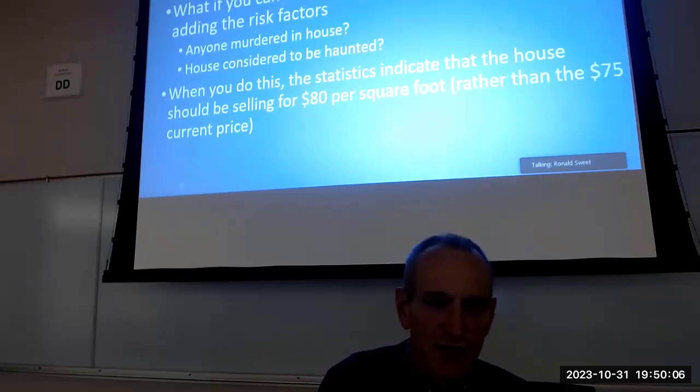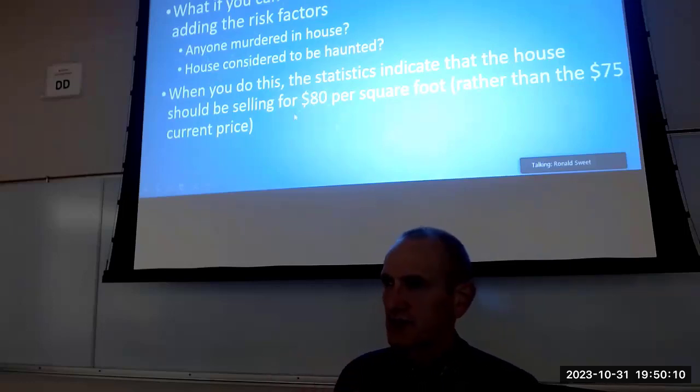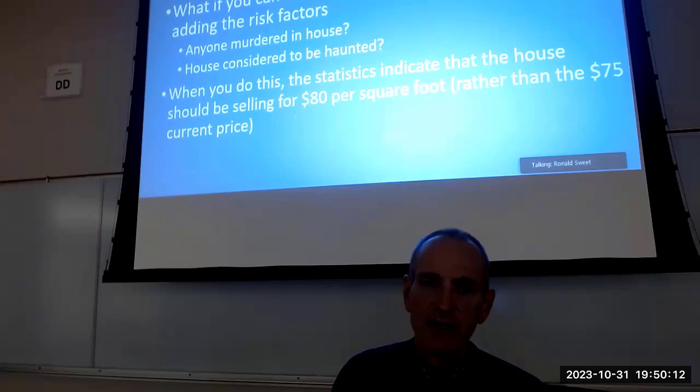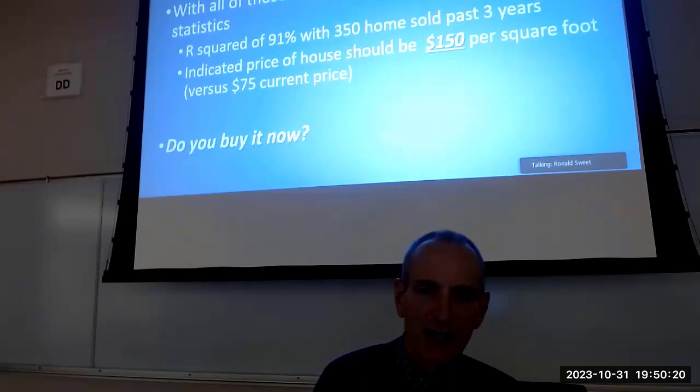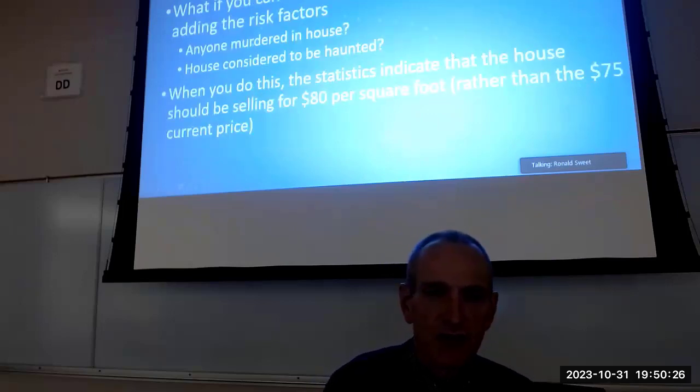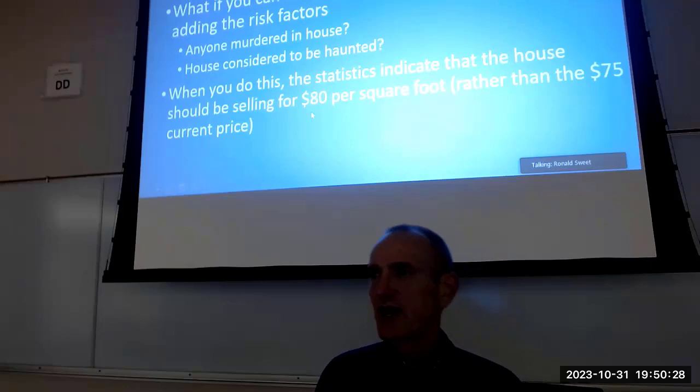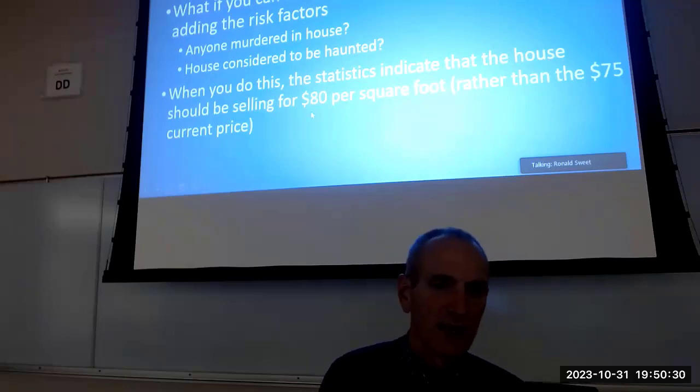So here's 2 factors that are probably the reason this house is selling for 75 bucks. And let's say you don't care about those 2 things. You don't care if anyone's murdered in the house. You don't believe in ghosts. None of that bothers you. So you're getting a house that, based on the things you think are important, is worth 150. But because of 2 things you don't care about, you can get it for 80 bucks. That sounds like a pretty good deal, except for what?